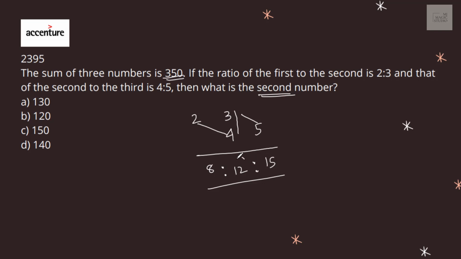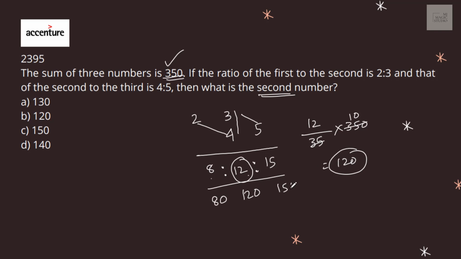That means first, second and third number are in the ratio of 8:12:15. Then what is the second number? Second number proportion is 12 out of 8, 12 and 15, that is 35. So second number is 12 by 35 of the total. Total is 350. This will go 10 times, that is 120. So second number is 120, first number is 80, and third number is 150. Question asks about the second number. Second number is 120, that is option B, and that is the correct answer.